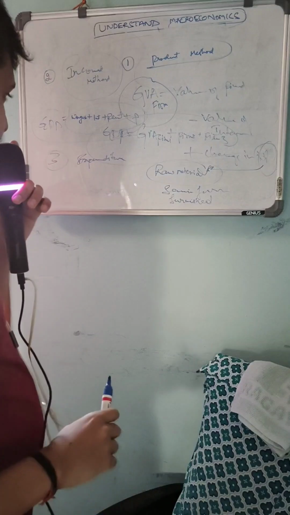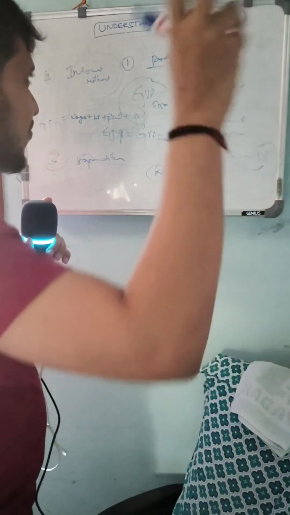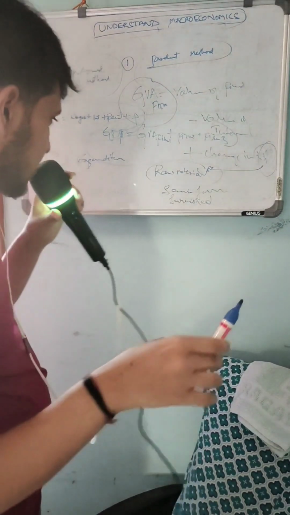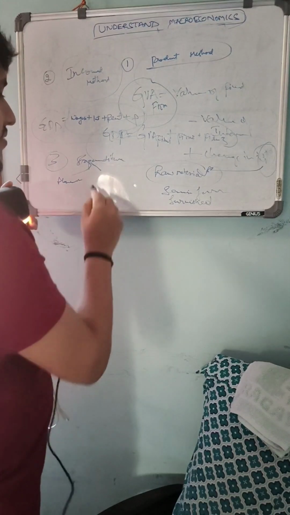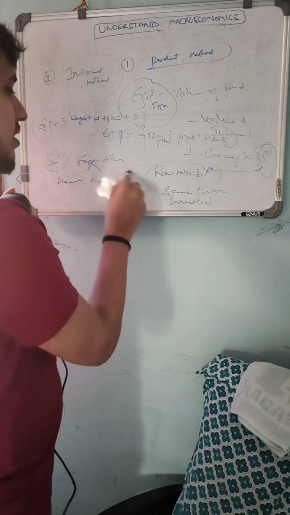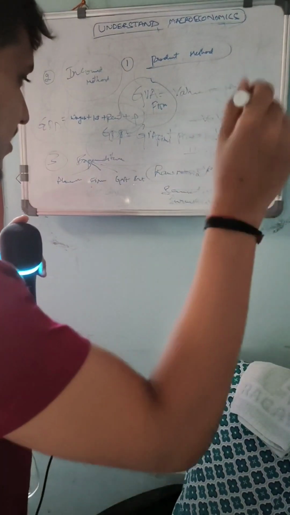Next, let me come to the third one, that is the expenditure method. In expenditure, we consider all those four sectors that we know. What are those sectors? Household, another one is firm, state government, external sector. How do they make an expenditure?